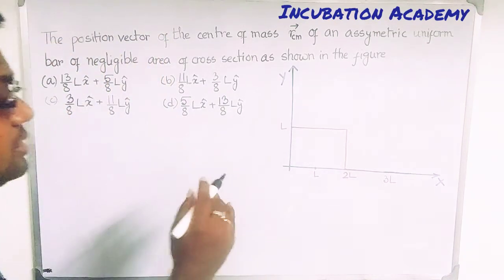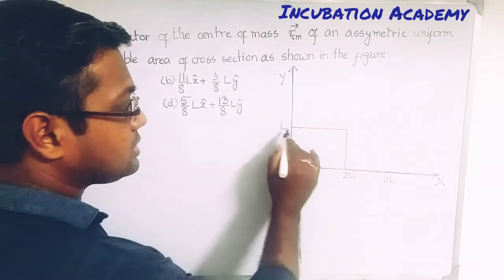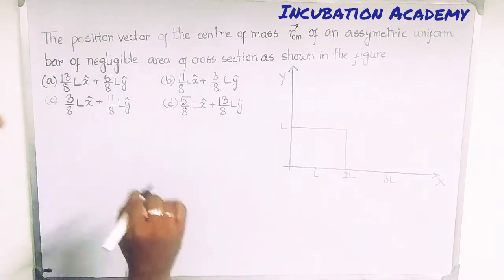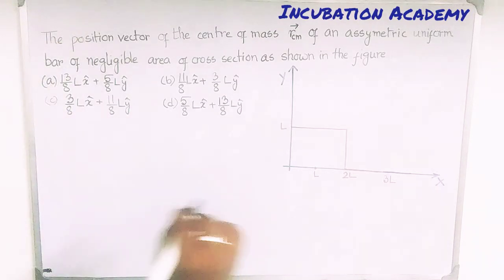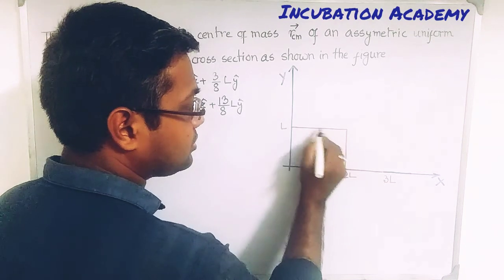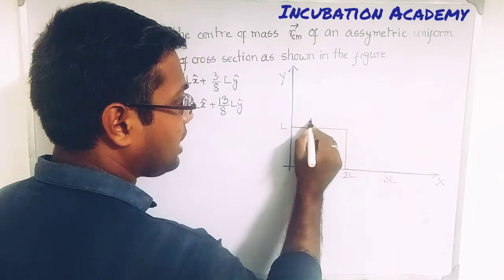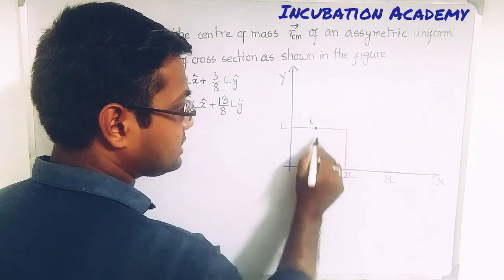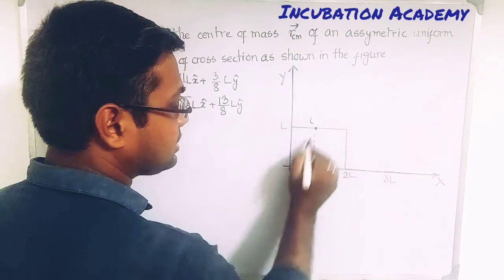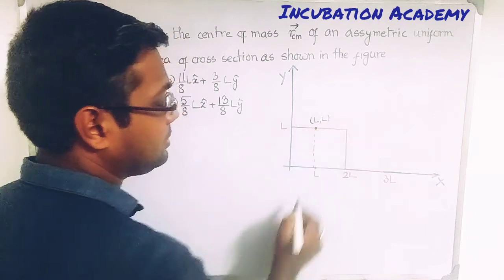Asymmetric means the shape of the bar is asymmetric, not that the mass distribution is asymmetric. Okay. So here we have considered that the mass distribution is uniform. So we can say if it is a bar of length 2L, then its center of mass is at this position, and along the x axis it is L, and along the y axis also it is L. So it is at (L, L).